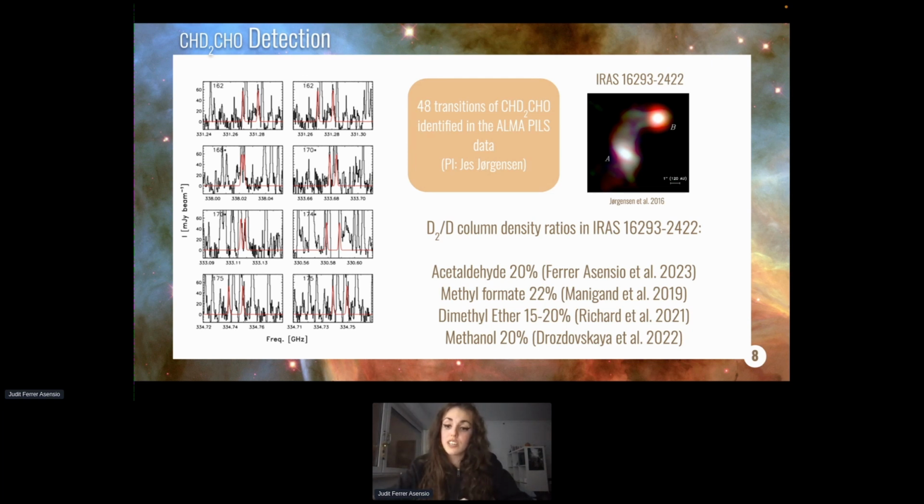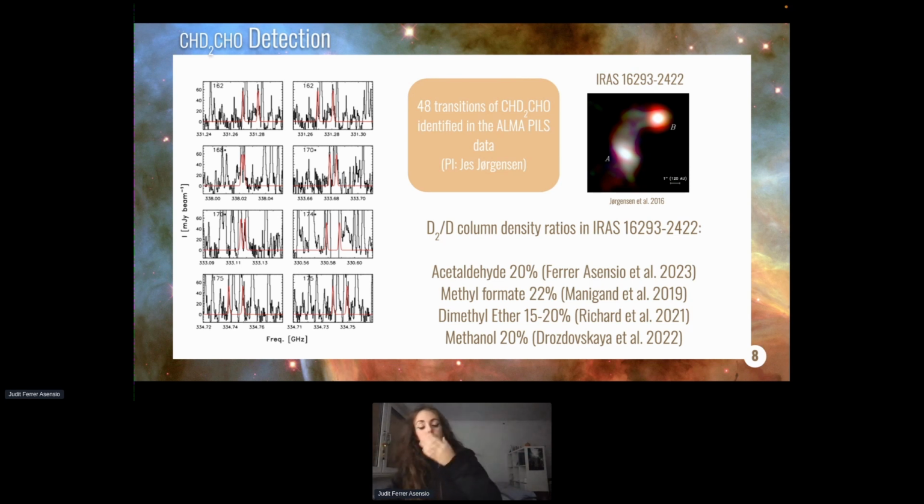This is just the start of the work, because we have just seen these percentages now towards this source, but in the future, I'm going to be expanding these measurements to other molecules and other sources, and we're going to try to understand how deuterium fractionation works, and what COMs are doing, where they are forming, and how long they are surviving in this journey of the star formation process, and maybe they are available for the formation of life.